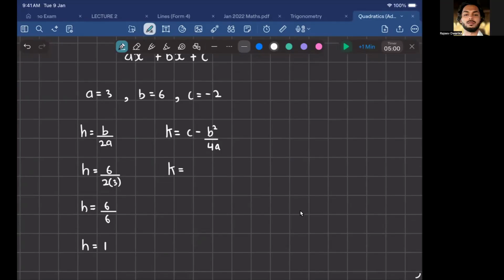Next one. Okay. What is C? Come on, what is C? C was negative 2. Right? Minus B squared. What is B? 6. So I'm going to write 6 squared all over 4 by A. What's A? 3. So we're going to take our time with this. I'm going to write back the minus 2, and put the minus sign here again. What is 6 squared?